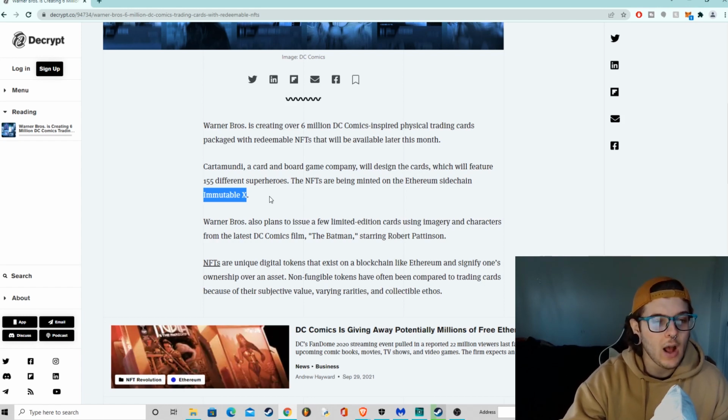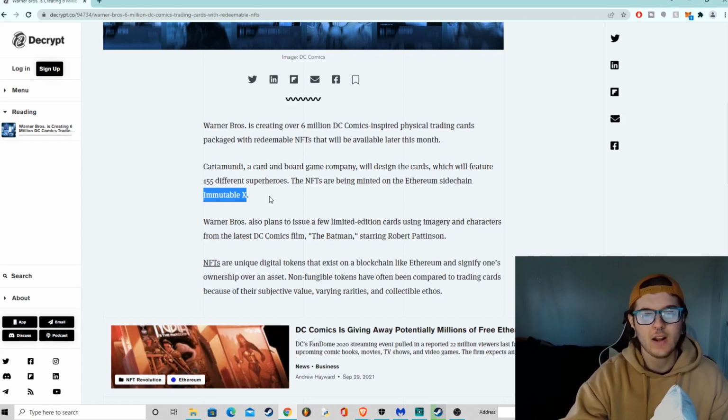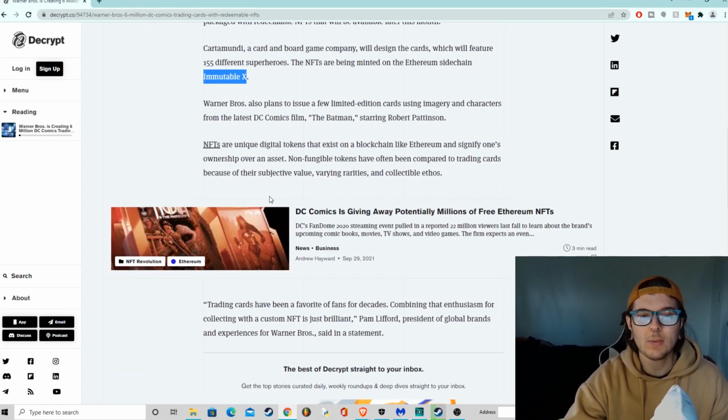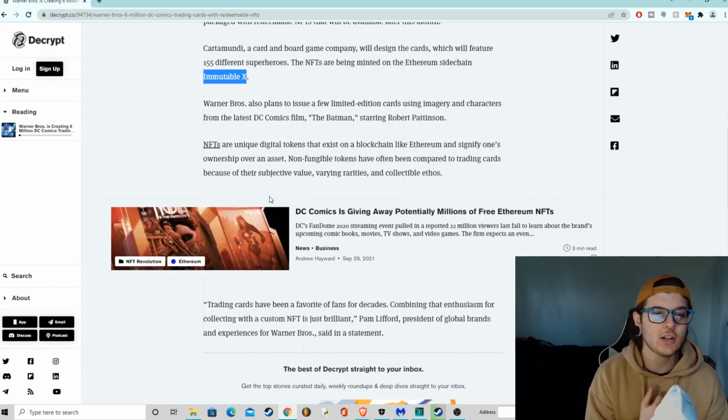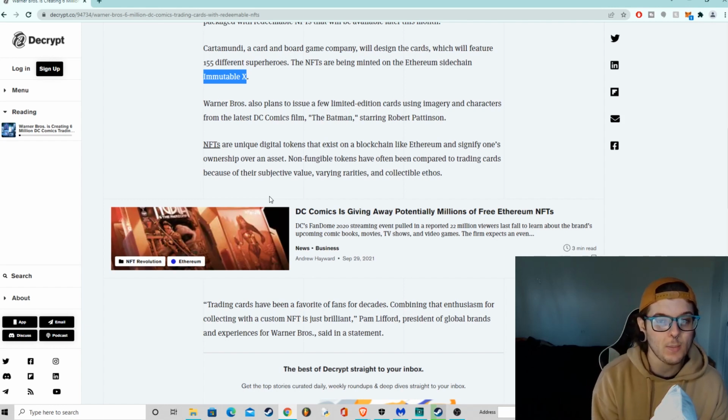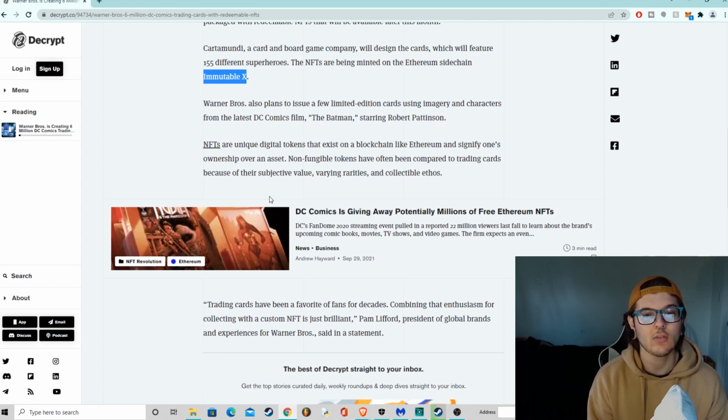Now, Cartamundi, a card and board game company, will design the cards, which will feature 155 different superheroes. The NFTs are being minted on the Ethereum sidechain, really an L2, Immutable X. Warner Brothers also plans to issue a limited edition card using imagery and characters from the latest DC Comics film, The Batman, starring Robert Pattinson.